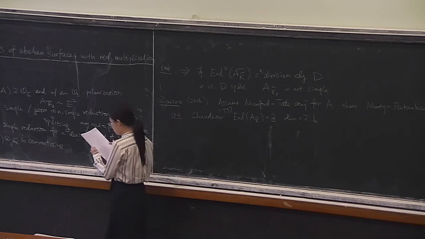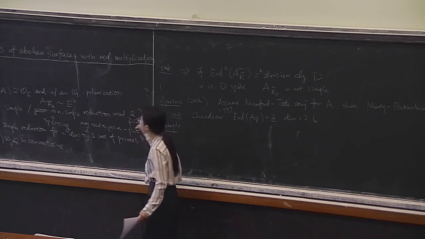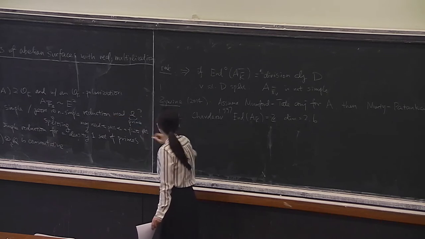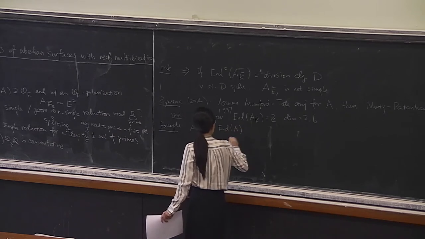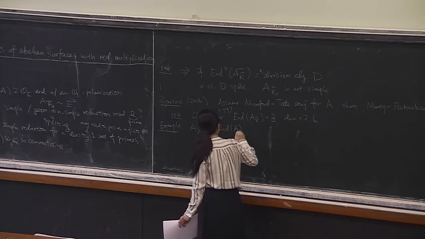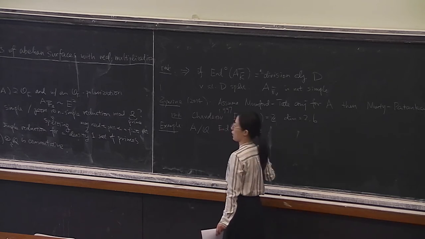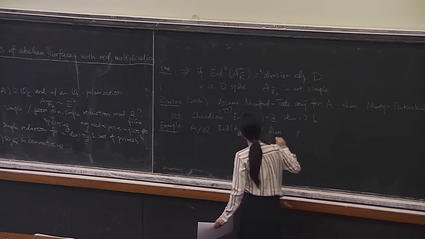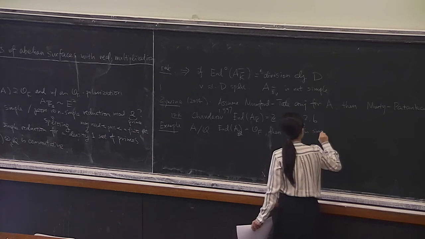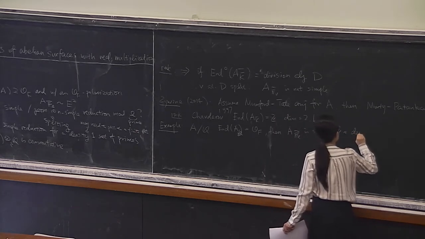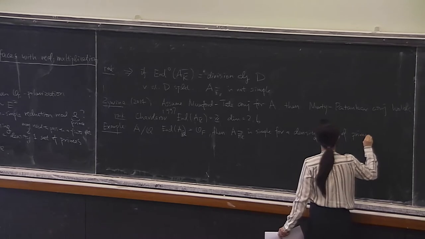OK, so Zywina tells you what kind of field extension you should go to. His result says, for our abelian surface over Q with real multiplication, let me assume the case where you don't have any extra endomorphisms, so that's all you have. Then A mod L, over the algebraic closure of FL, is simple for a density one set of primes over Q.